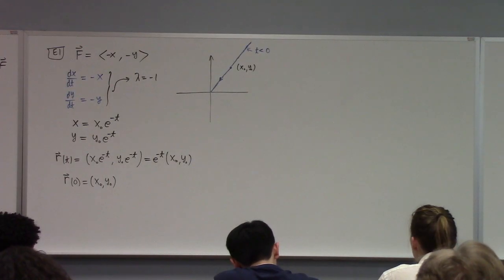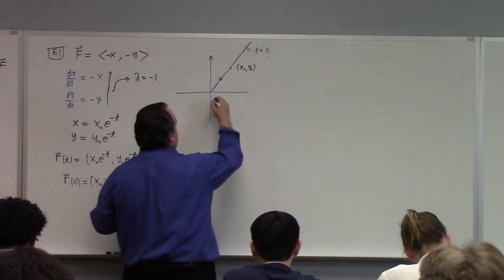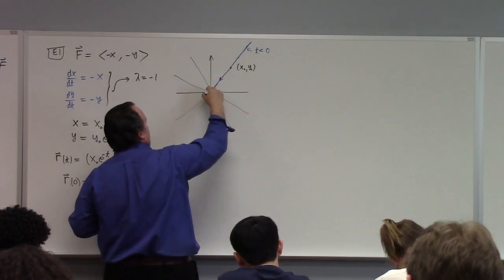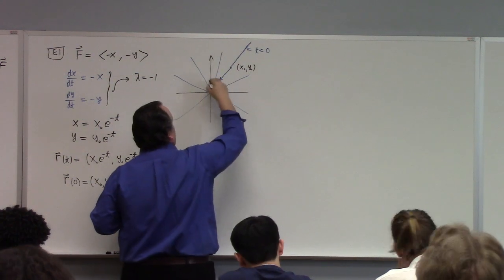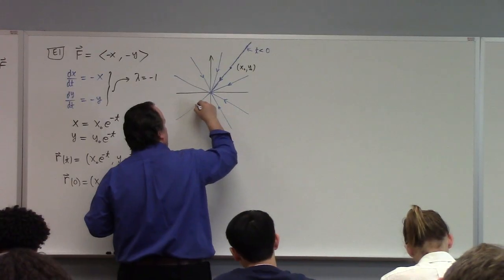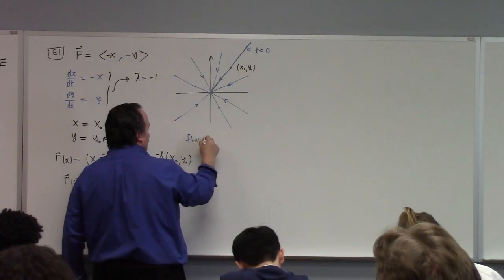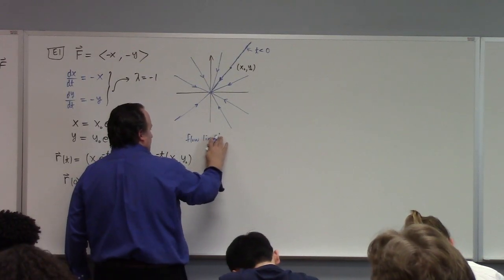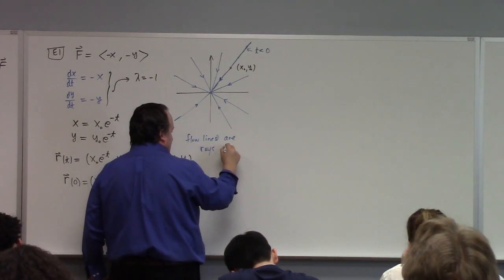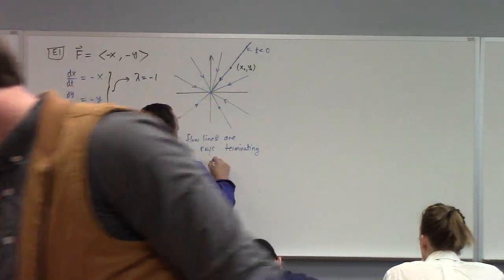So all of the flow lines to this vector field are what? I mean, draw as many of them as you want, but the point is that they're all lines through the origin, not through the origin, right? They're not lines through the origin. Actually, the flow lines here are what? They're rays, right? Terminating at the origin.